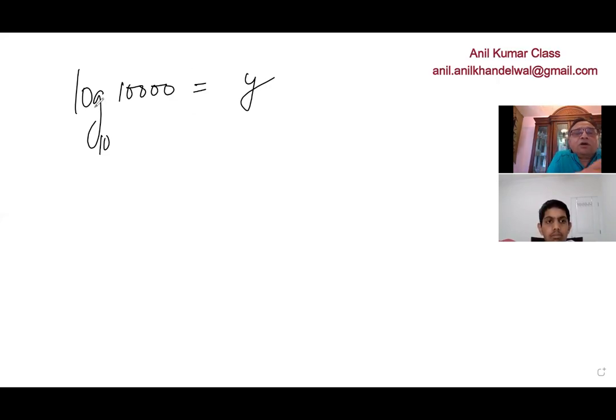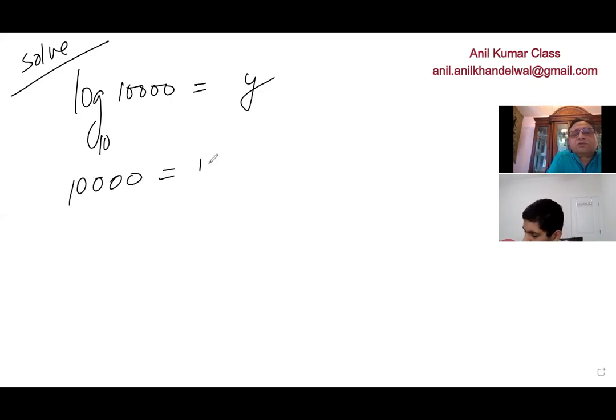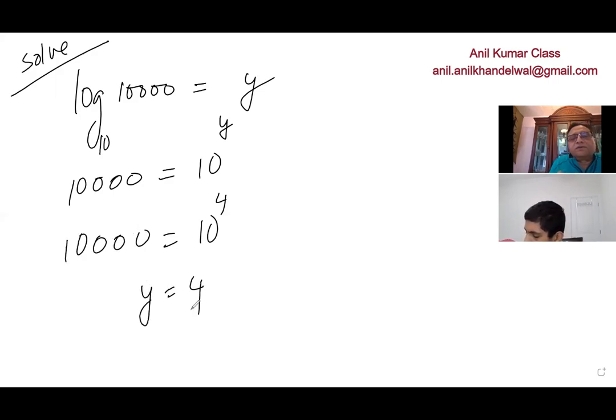So then how are we solving this equation? Well, if I write this in exponential form, I get 10,000 equals 10 to the power of y. Correct? Yeah. Now I say, what power will give me 10,000? You say, oh, it is 10 to the power of 4. That means y is equal to 4. Is that clear to you? Yeah. So we actually solved this equation.